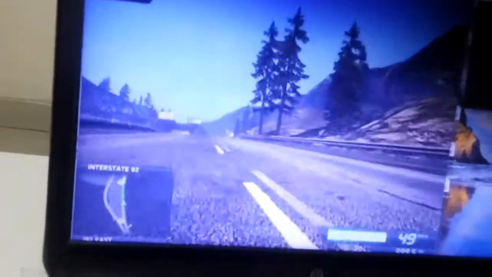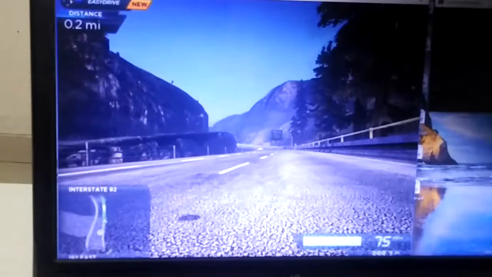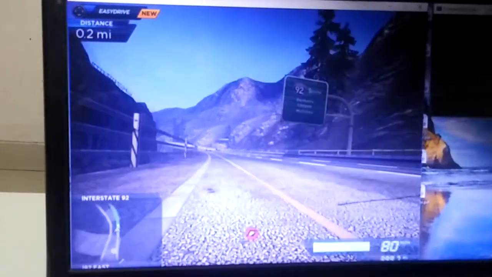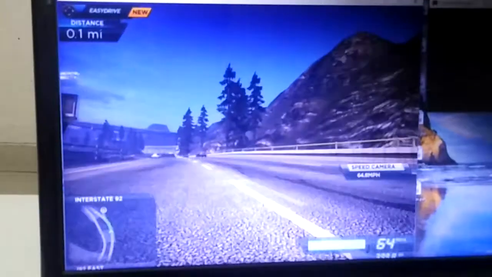Okay, I'm just guiding it right now. Okay, okay, hands off. About to reach our destination here. Almost there. Okay, yeah, okay, here.